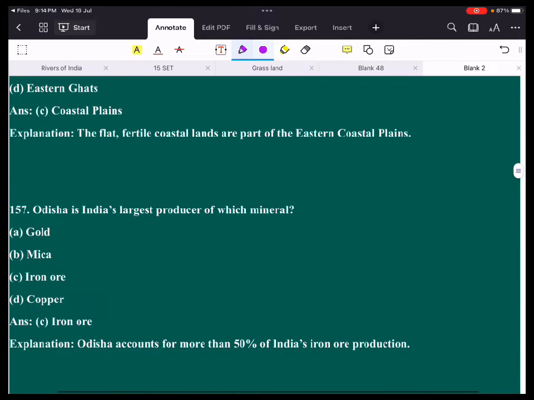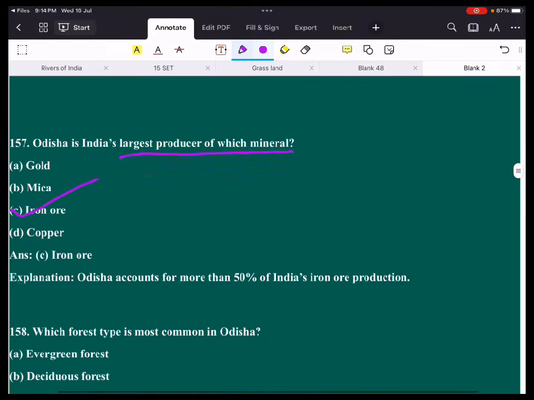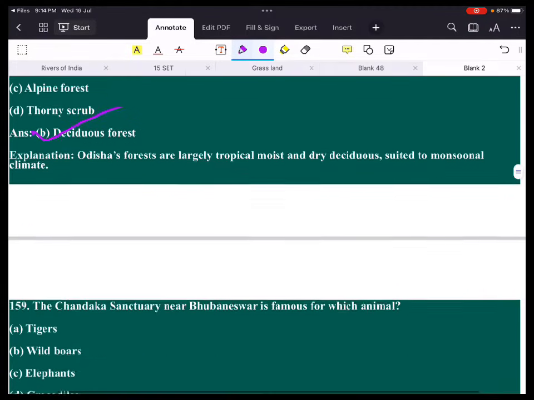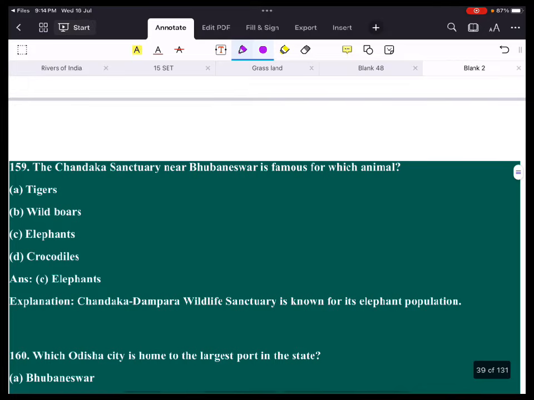Odisha is India's largest producer of which mineral? Option C, iron ore. Which forest type is most common in Odisha? That is option B, deciduous forest. The Chandaka sanctuary near Bhubaneswar is famous for which animal? That is option C, elephant.